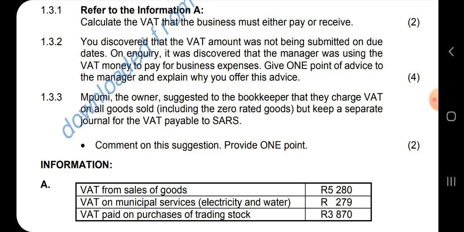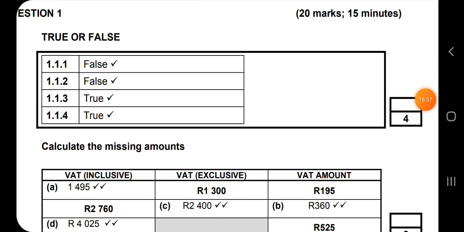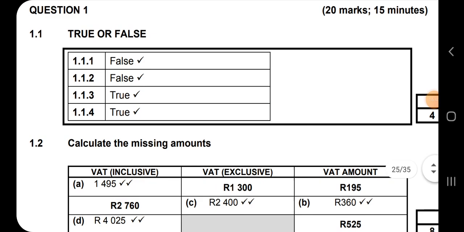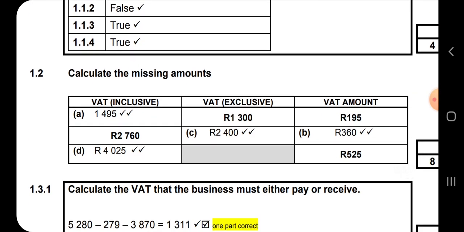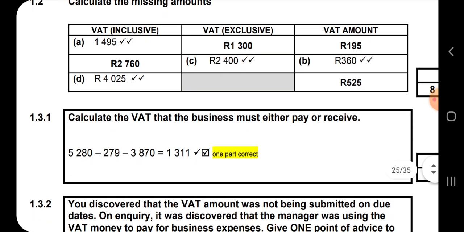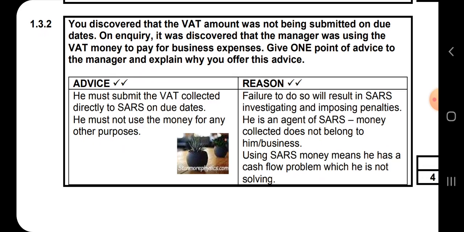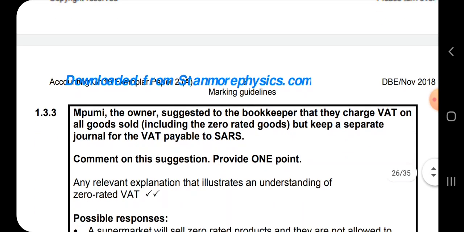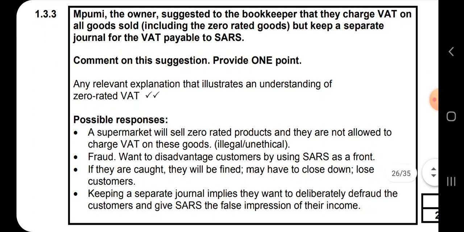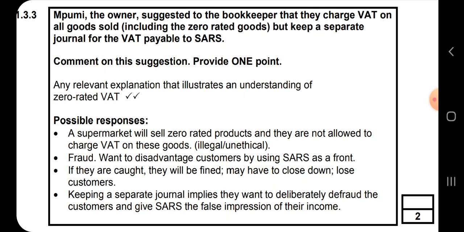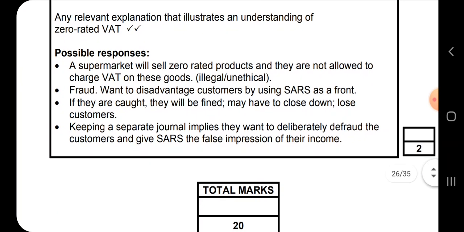So let's look at the memo for this question. For the true or false question, and then for this VAT table for 1.3.1, 1.3.2, you give 1 point of advice to the manager, not what is written here. Whatever is relevant will be marked. And then 1.3.3 is here. You are given a mark for any possible response that's related to this part. So you don't have to beat yourself up and have the same reason that we have on the question. Let's go to question 3.